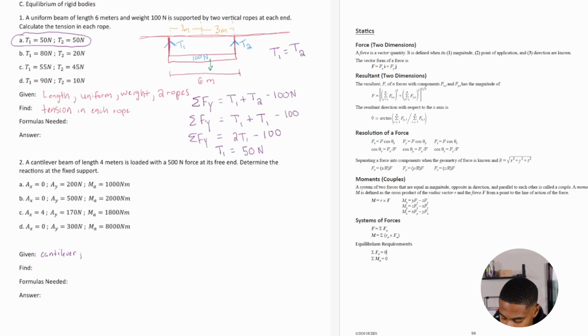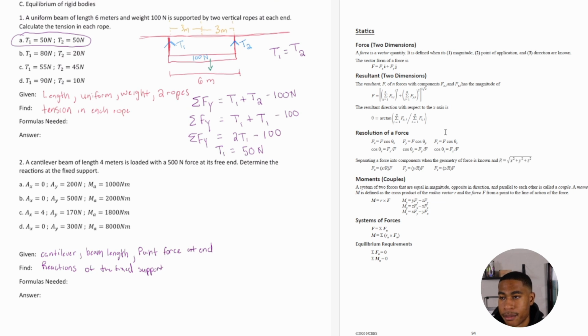We're given the beam's length. Okay. And we're given the point force at the end. All right, so it says determine the reactions at the fixed support. So we're trying to find reactions of fixed support.